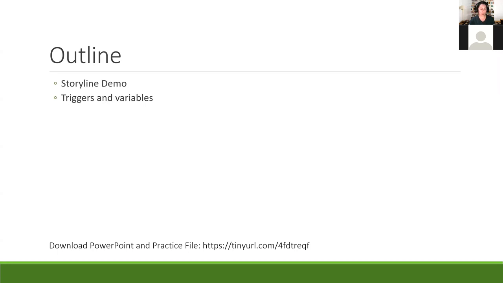When I got started with variables, they were a little bit hard for me to understand, especially when I was looking at HTML coding, JavaScript coding. I didn't quite understand what they were. So we'll do a very short explainer of what triggers and variables are and what they can do and how they work. And then I'll go into the raw version of my Storyline file, and I'll give you the backend view of how I put that Storyline file together.